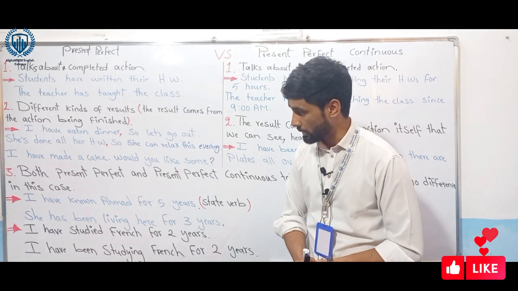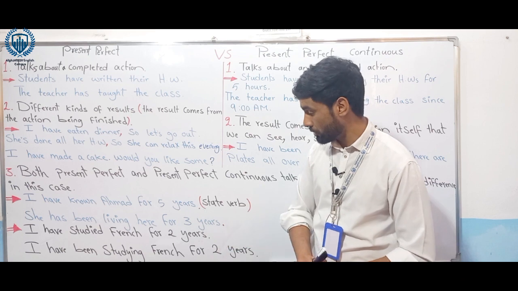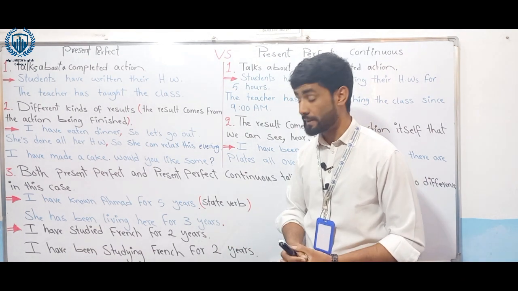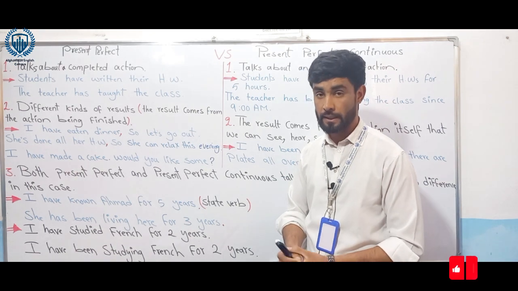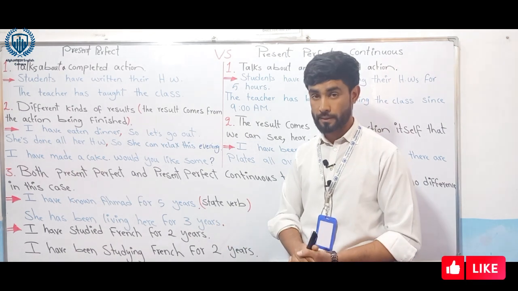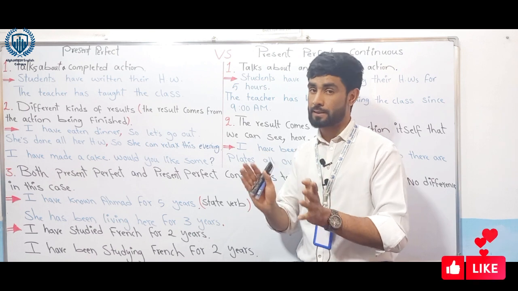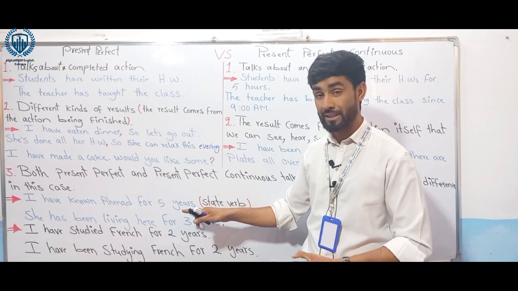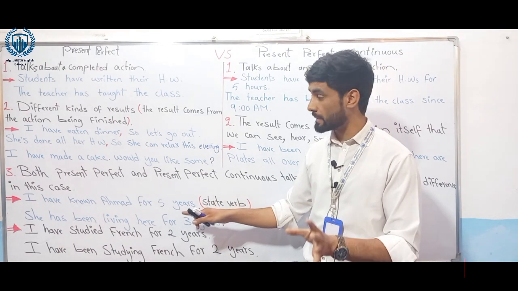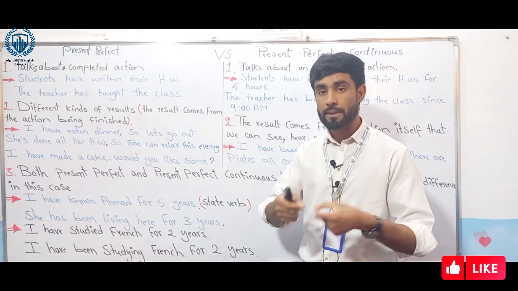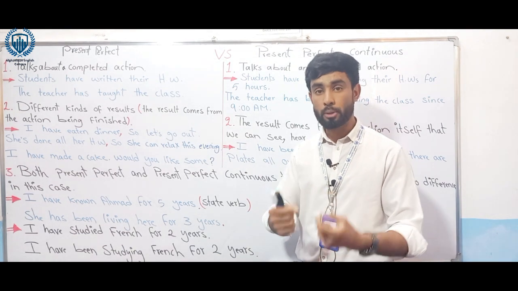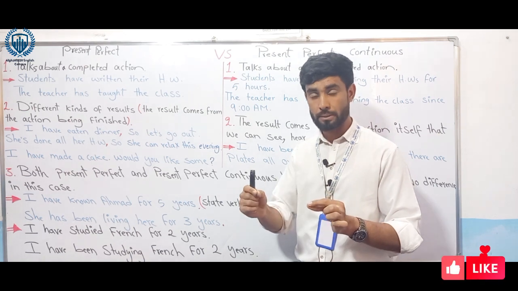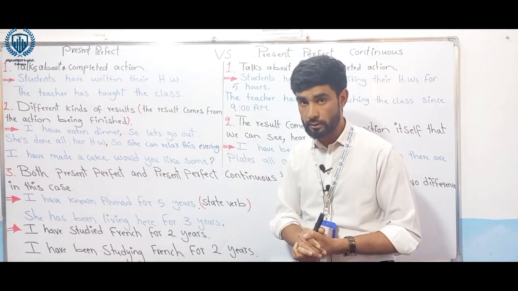Sentence number 3. I have studied French for 2 years. And I can say, I have been studying French for 3 years. No difference. They are both the same. They show exactly the same thing. No difference in meaning. So, in some cases, present perfect and present perfect progressive, both are used to talk about the actions started in the past, continues to the present, and may or may not go to the future.